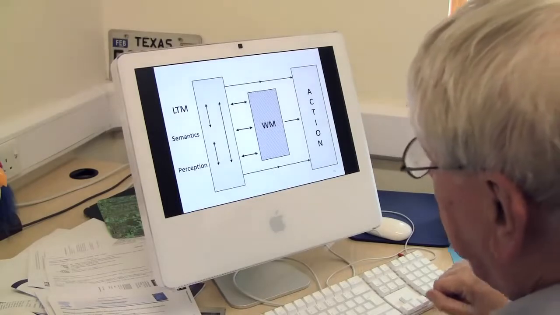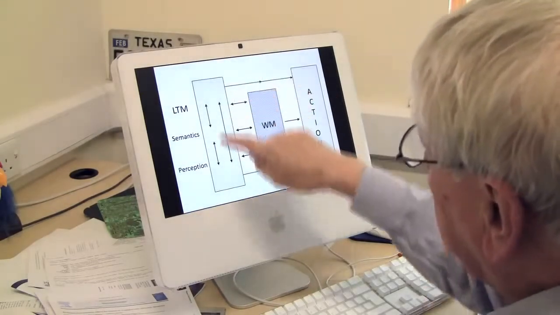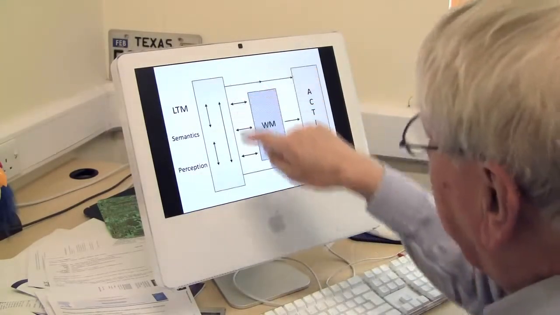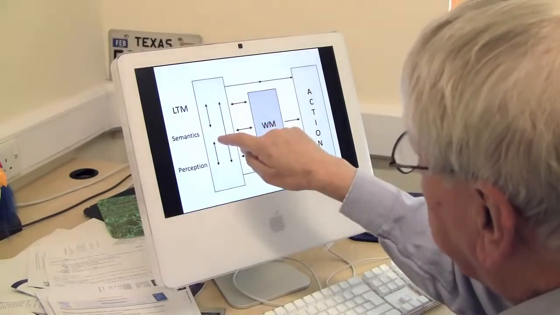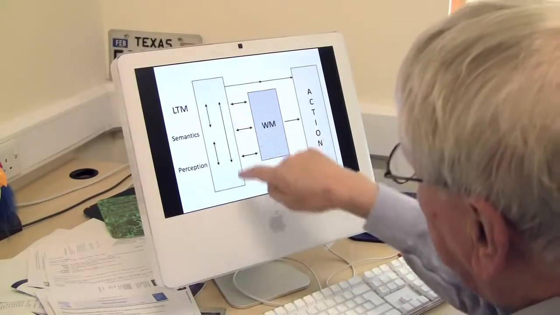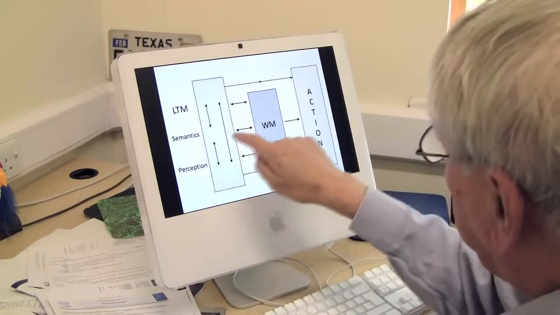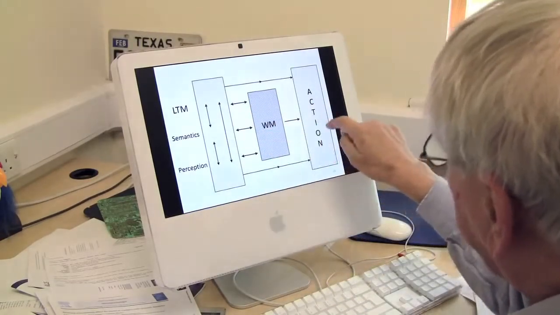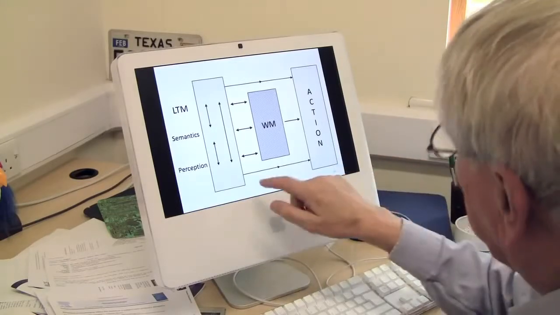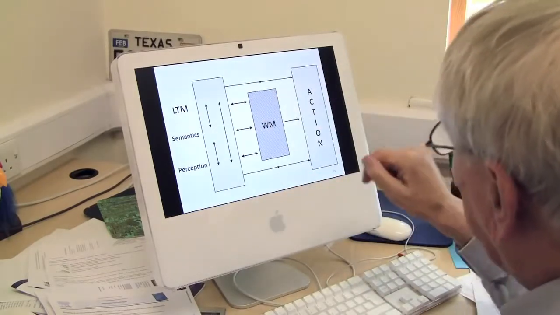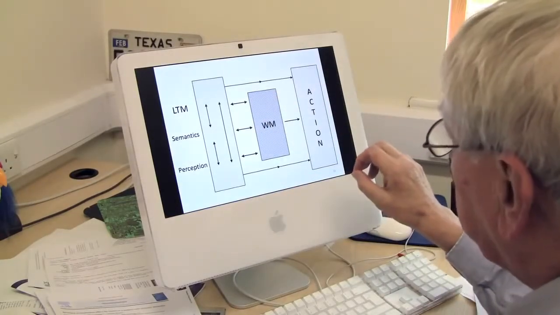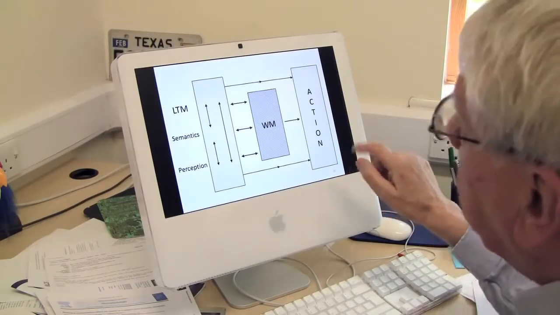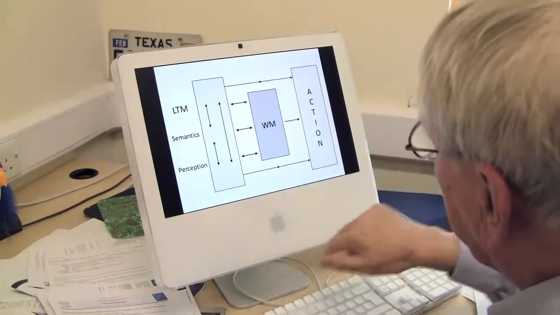So I think of working memory as being linked to the rest of the brain, if you like, which includes long-term memory, semantics, and perception that work together and are interfaced with working memory. And that working memory is then interfaced with action, but I don't want to argue that action can only operate through working memory. Now, at one level, this doesn't tell you very much at all.